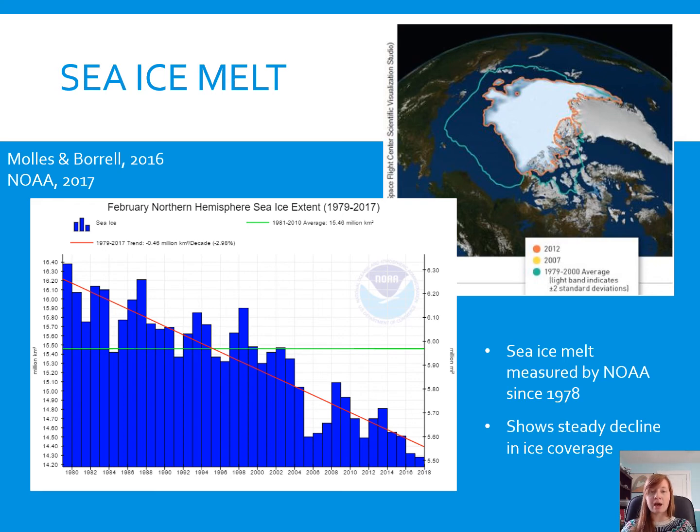If we then look at the graph in the bottom left, this is a graph from NOAA, and it's the sea ice extent covering the northern hemisphere. So the green line there represents the median value, so the average value from 1990 all the way to 2018. And the red line represents the trend over time from 1979 to 2017. And you can see that from 1979 all the way to 2017, that red line consistently is on the decrease.